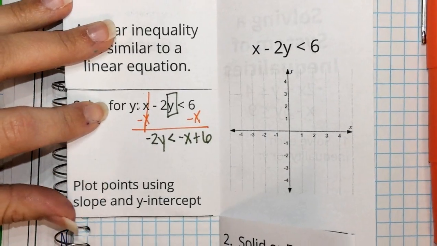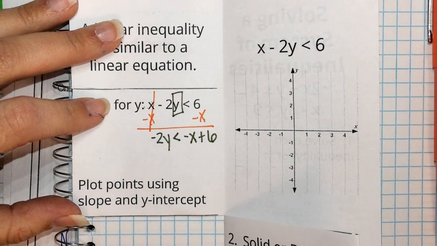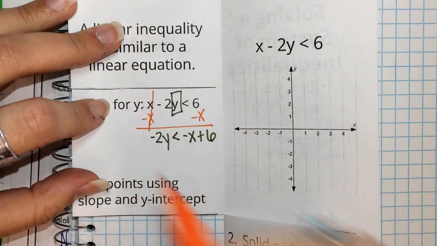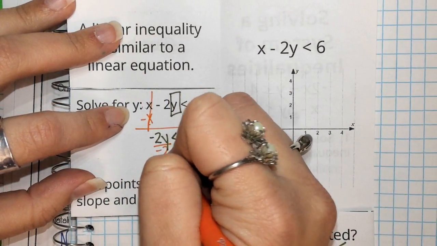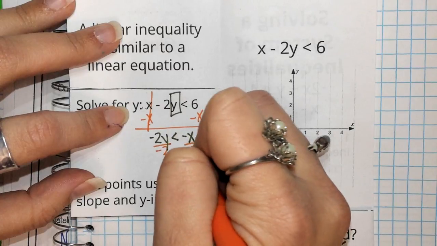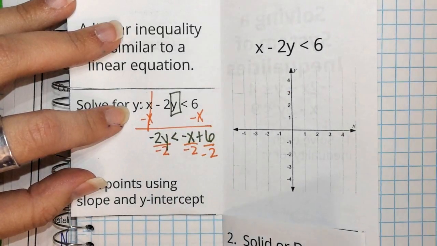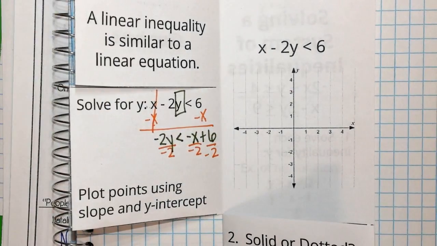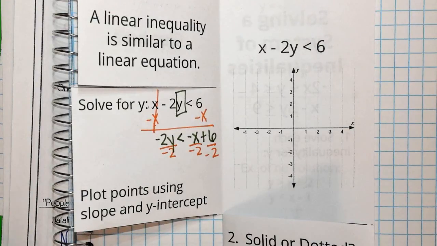Am I done? No. Who can tell me what I do next? You divide negative 2 by everything. Good. Now, what happens when I divide by a negative on inequalities? Flip the sign. Good.